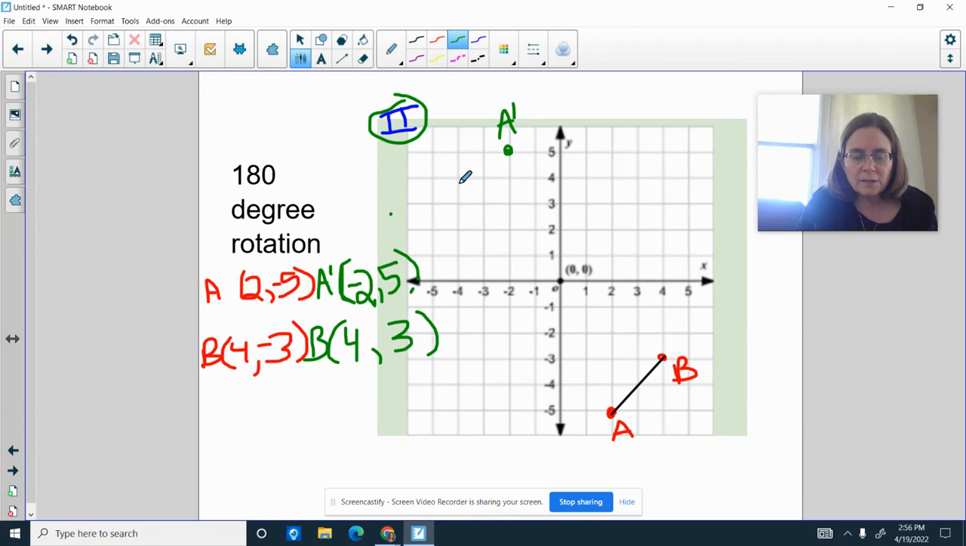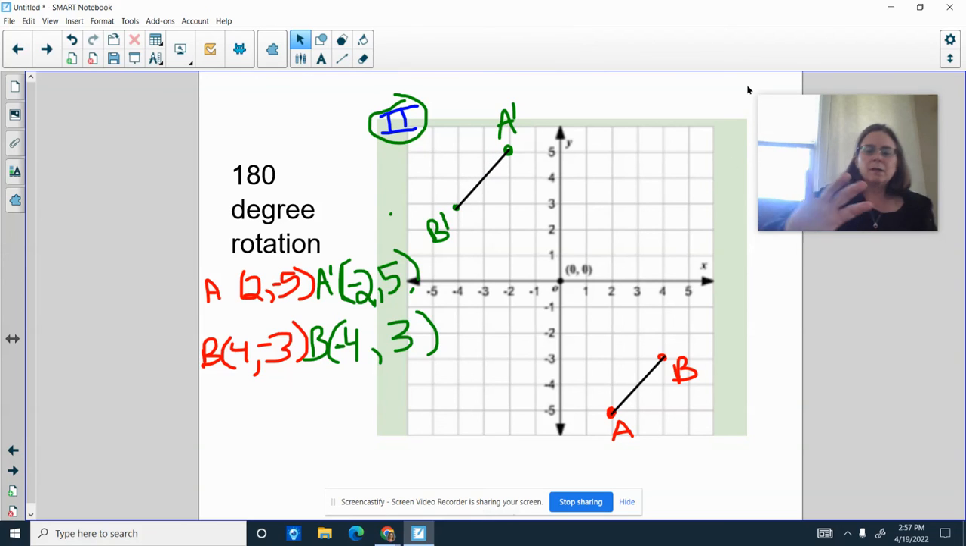Two boxes brings us up here to the second quadrant. In that quadrant, the X is negative, the Y is positive. So I'm going to put X as negative and keep my 3 as positive, and then I graph it: negative 4, up to 3. And that is B prime. Then I take a ruler or a straight edge and I attach them.